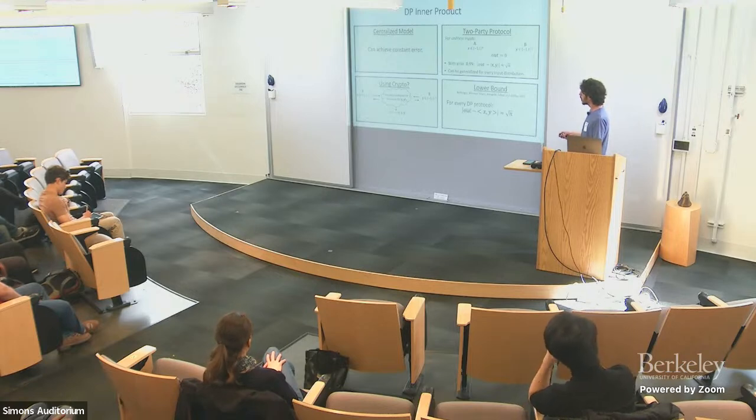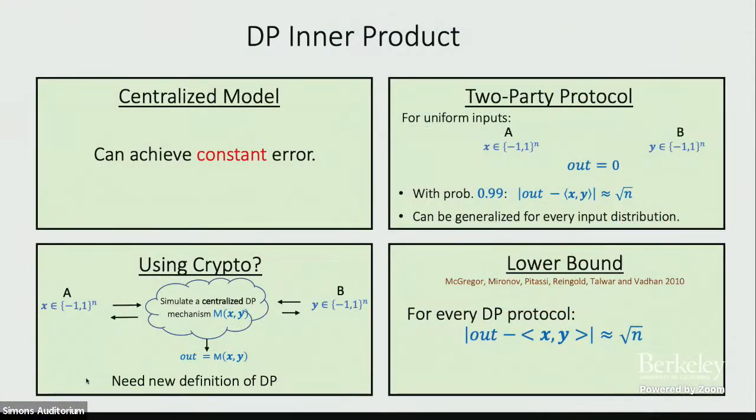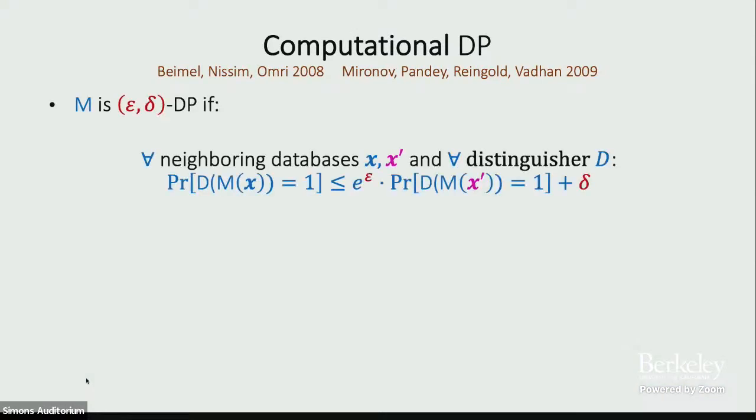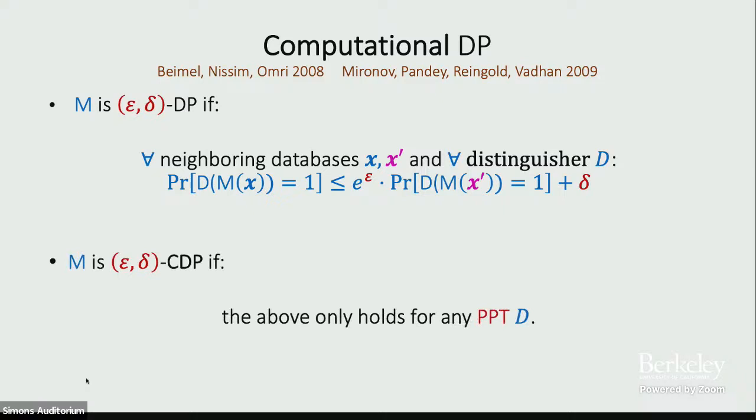So using crypto, we can achieve constant error. And this seems to contradict the lower bound, but the issue here is that the privacy only holds for computationally bounded distinguishers. So in order to use this result, we need a new definition of differential privacy. And for this, we have the definition of computational differential privacy. When we defined differential privacy, we said that this distinguishing bound should hold for every distinguisher, even unbounded. And in computational differential privacy, we just restrict the distinguisher to be efficient and bounded.